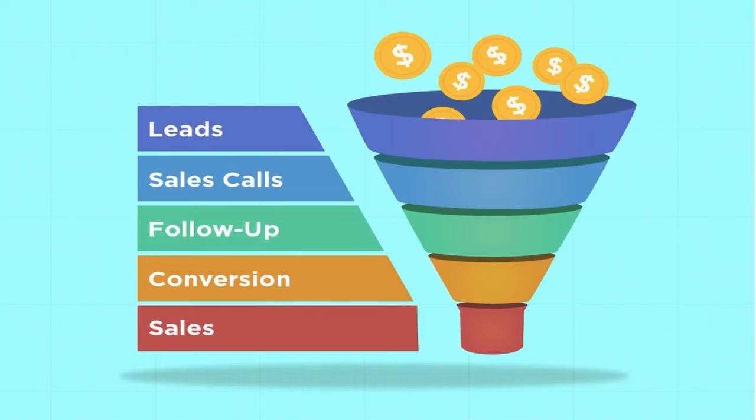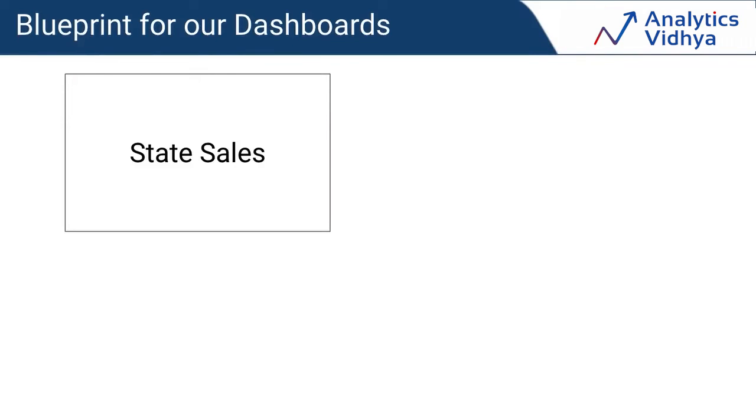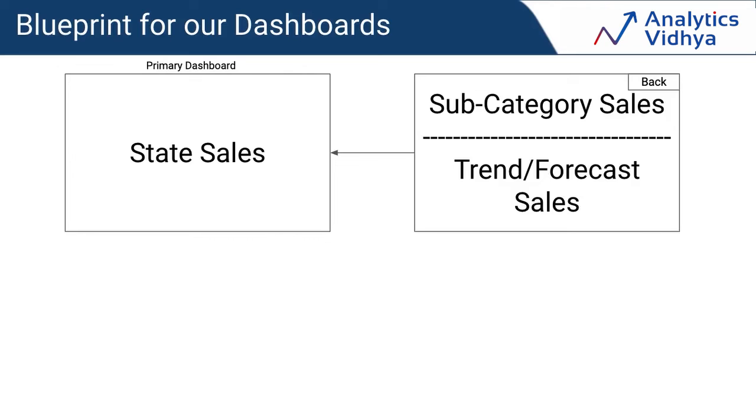Our first dashboard will show the sales numbers per state. Pretty straightforward dashboard here. We have done this before as well. So we'll call this our primary dashboard. Next, we will design two visualizations, sales for subcategories, and the second is something we haven't yet done. This is about showcasing sales forecasts.